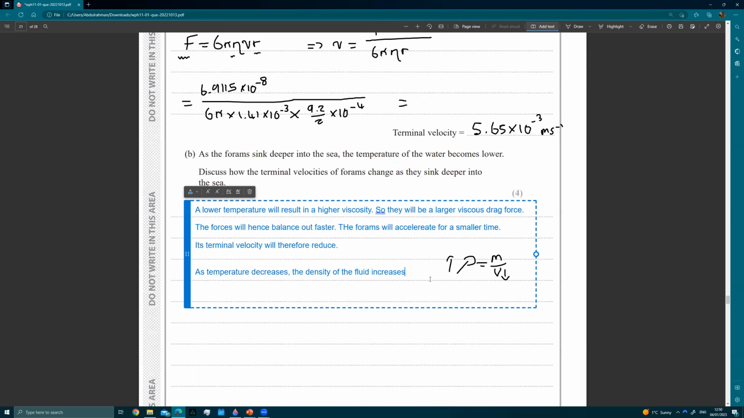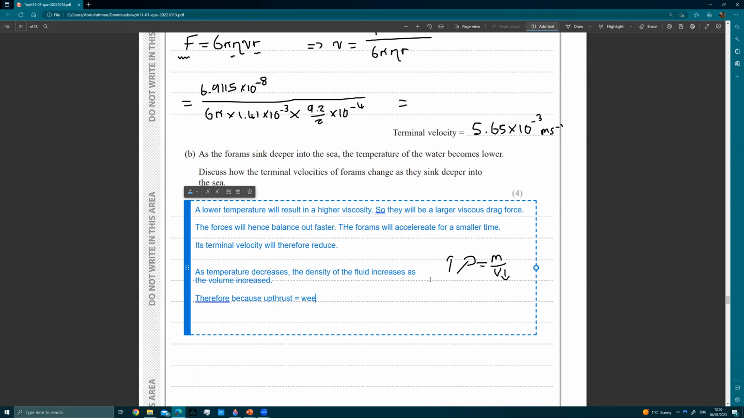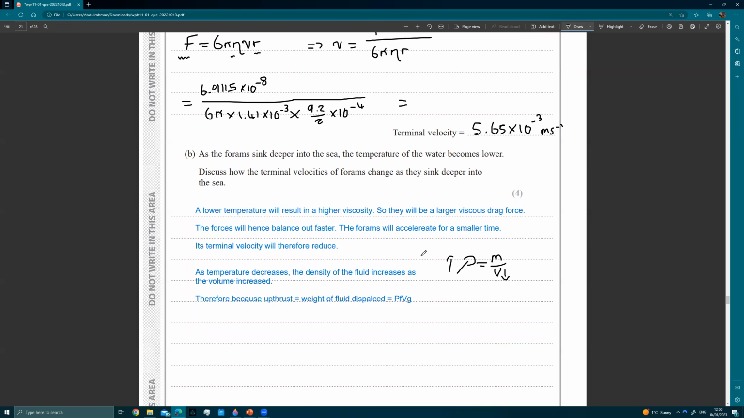So now we're going to talk about upthrust. Therefore, because upthrust is equal to weight of fluid displaced, which is the density of the fluid multiplied by the volume multiplied by G. I know that the density of the fluid increased. The volume doesn't change because that's basically the volume of the organism. And then G is 9.81. So G and volume don't change, but the density increased, and therefore upthrust increased.